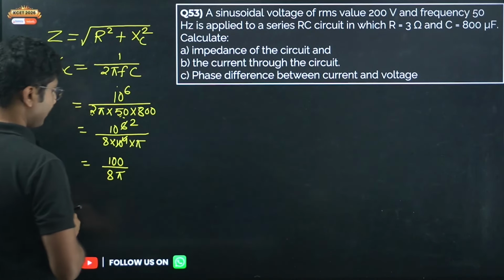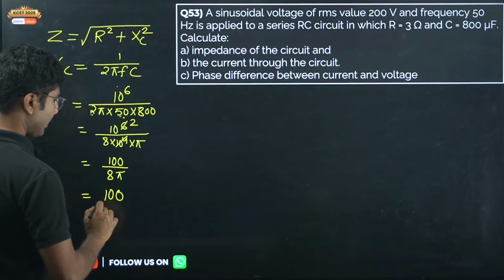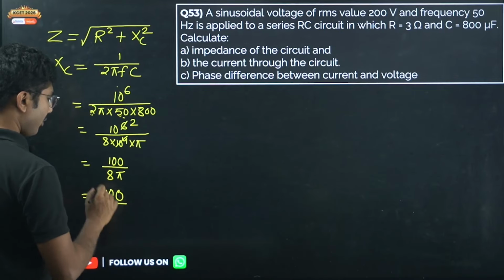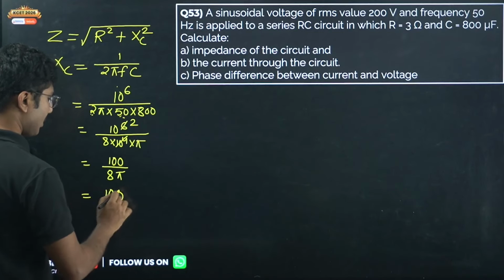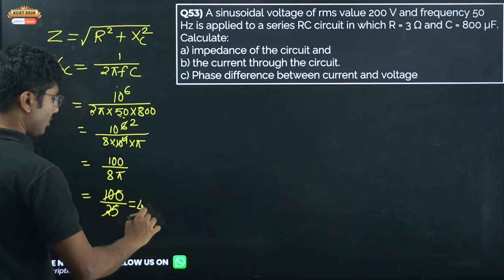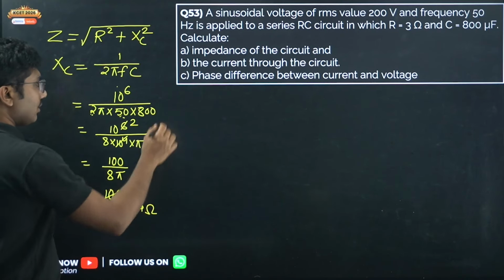Okay, so this is XC. So it will be 100 divided by approximately 25, so approximately this will be 4 ohm. Okay, you can check that out. So XC will be very close to 4 ohm.